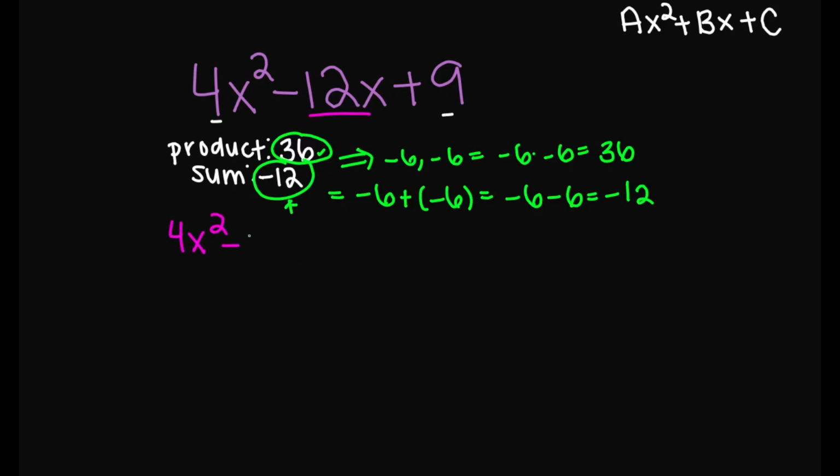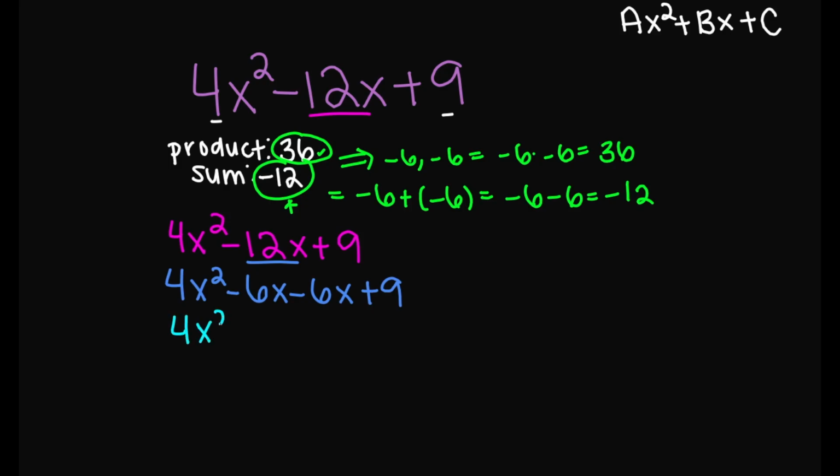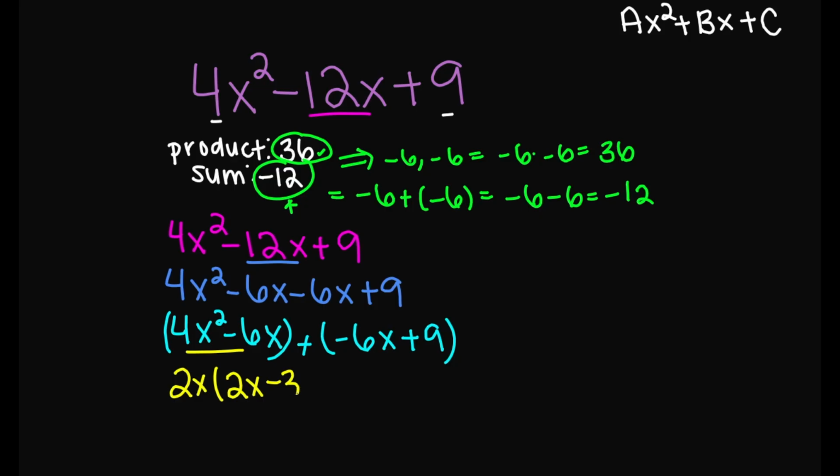So 4x squared minus 12x, and then plus 9. Now we're going to split up the middle term. Don't forget here. So we have 4x squared minus 6x minus 6x, and then plus 9. Now let's group. So we have 4x squared minus 6x here, parentheses, plus we have negative 6x and then plus 9. First group here, what can I factor out? I can factor out a 2x. If I factor 2x, I'll be left with 2x minus 3 here.